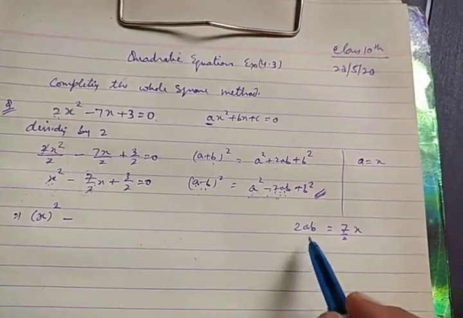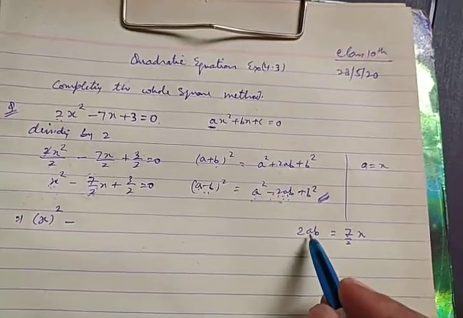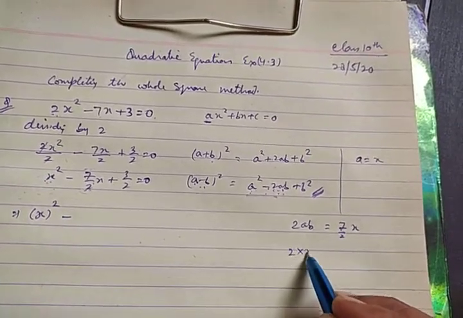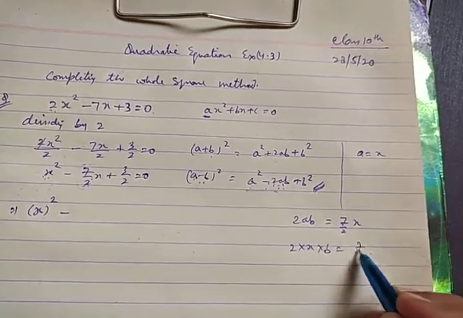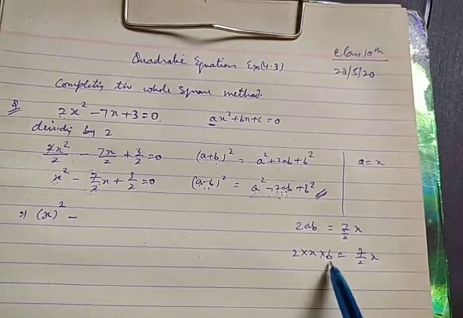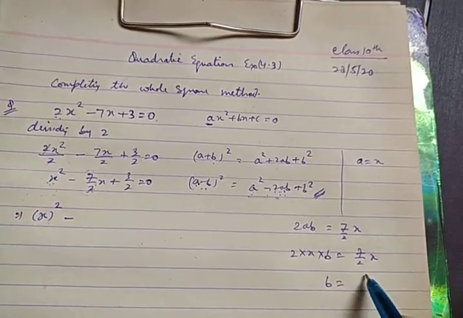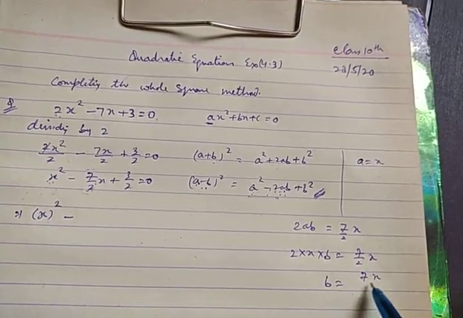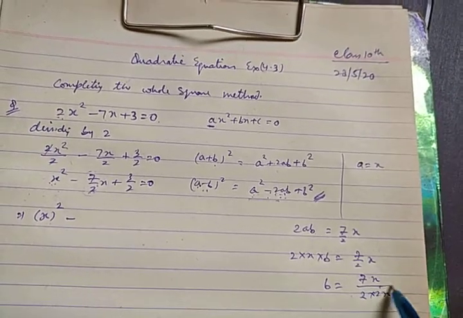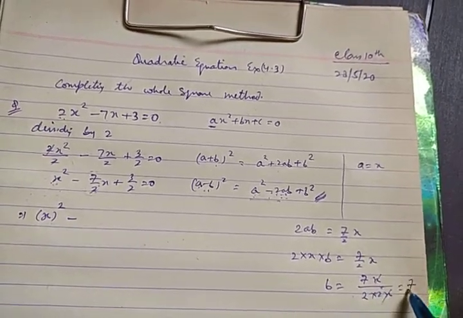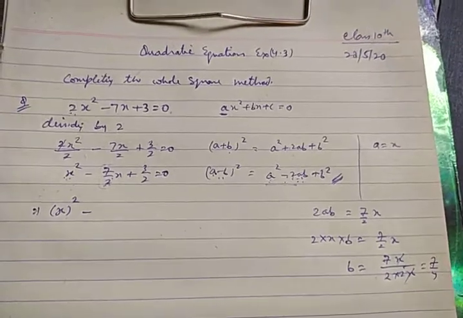Now what is a? A is actually x, so you place it here: 2 into x into b is equal to 7 upon 2x. Now you can calculate b from here. B is equal to 7x upon 2 into 2x. This x will be cancelled, so 7 upon 4. B is coming 7 upon 4.